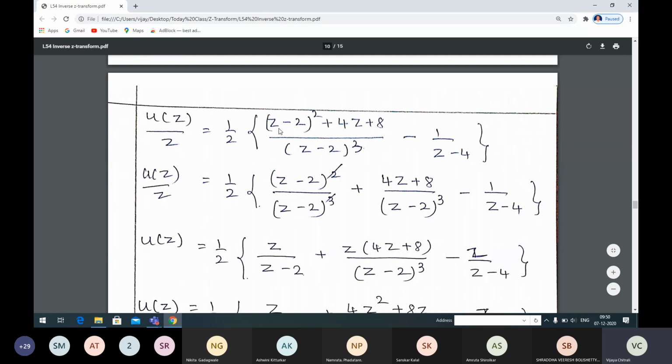Next term, how will we write this? (z − 2)² divided by (z − 2)³.